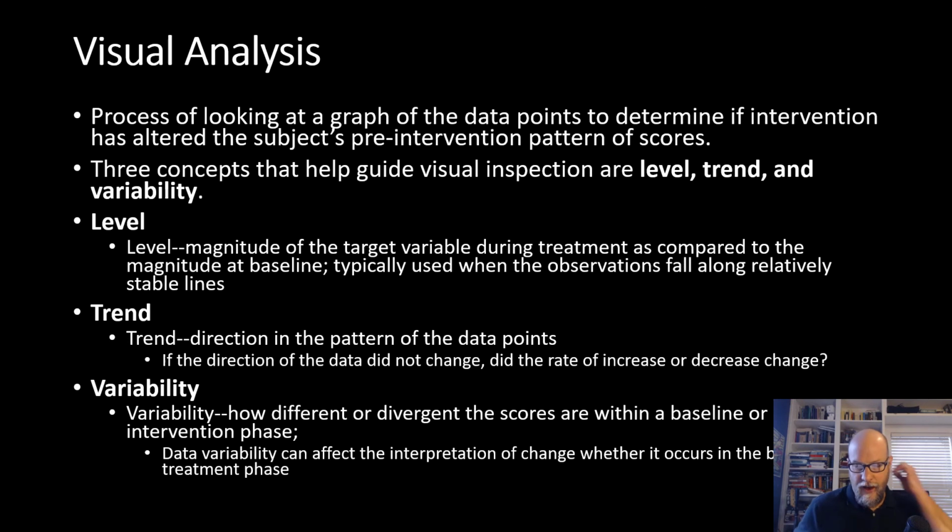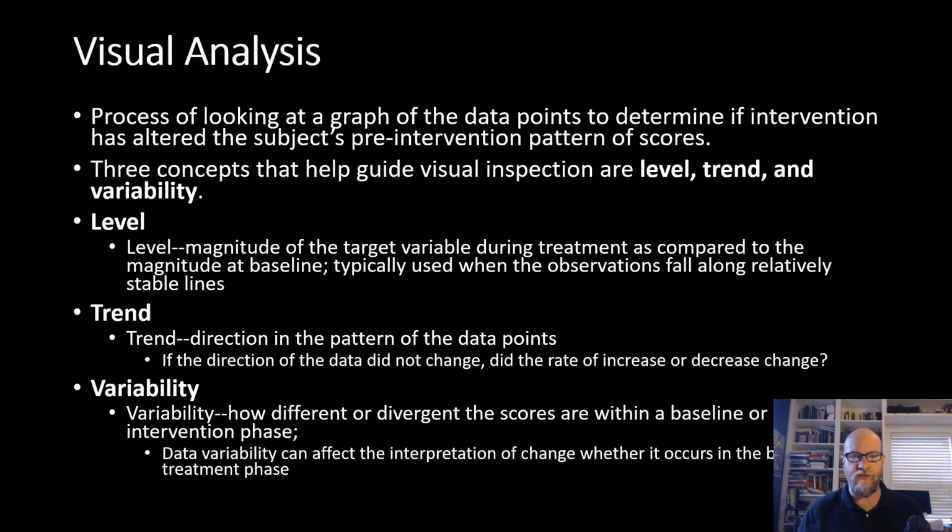So we look at the graph of the data points to determine if the intervention altered their pre-intervention pattern of scores, right? Does the B phase look different from the A baseline phase? We can often look at this utilizing three basic guides to visual inspection: level, trend, and variability. So level is the magnitude of the target variable during treatment as compared to the magnitude at baseline. Is it higher or lower?